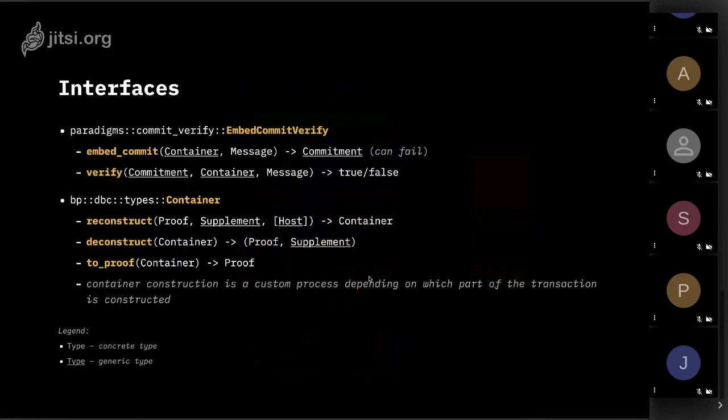For doing that, we have a set of interfaces defined. First of all, it's at the level of paradigms. We have a commit verify module, having the embed commit verify trait, basically the interface description with these two procedures, embed commit and verify. You have no other procedure. And with deterministic Bitcoin commitments, when you run mission critical code, it is either the commit verify or verify procedure. And at the level of deterministic Bitcoin commitments, we have a type-defined container, and I already described that it has reconstruct and deconstruct operations, and an operation that allows you to get the proof without supplement if you don't need a supplement.